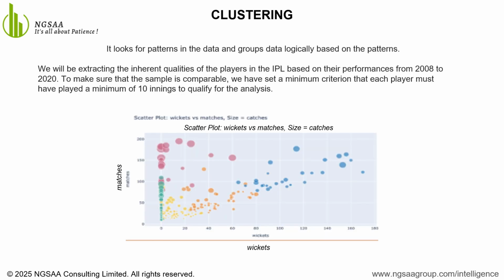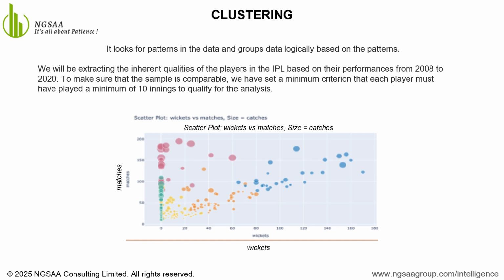Introduction to clustering in IPL analytics. Clustering helps in grouping players based on similar patterns in performance. It allows teams and analysts to identify player roles, strengths, and weaknesses. Key aspects of this analysis. Dataset. Player performances in IPL from 2008 to 2020. Minimum criterion. Players must have played at least 10 innings to be considered.